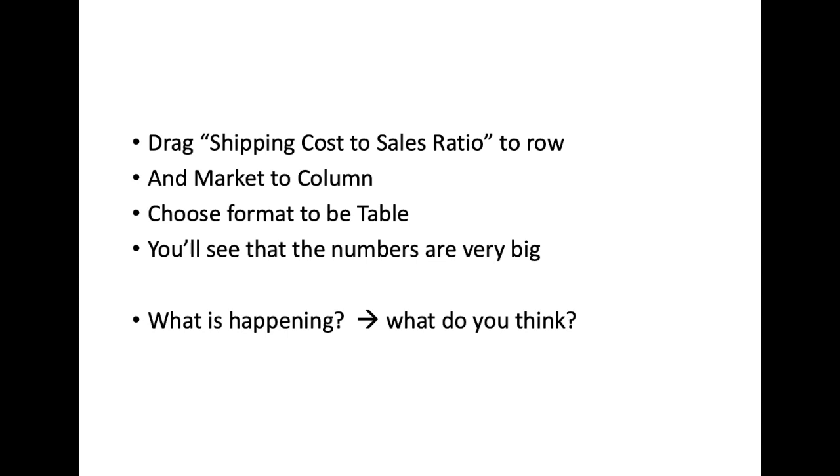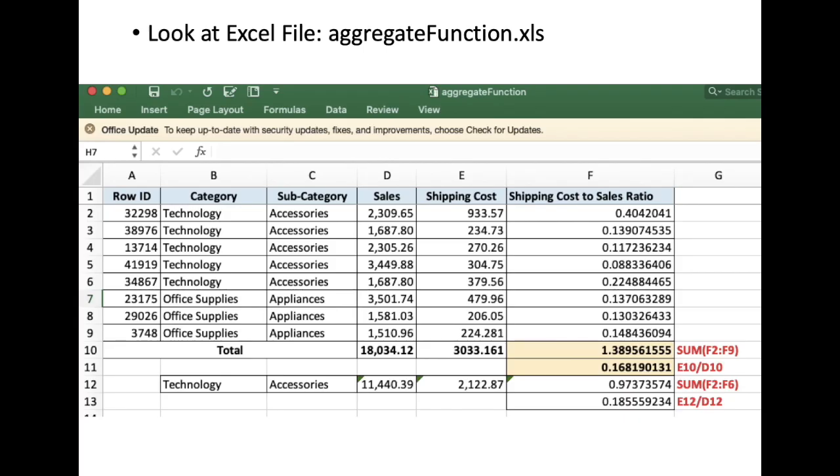Then if we drag shipping cost to sales ratio to the row, it would just be the aggregate of all the sales ratios. Let's just take a look at the Excel file. If you open up the aggregate function .xls, then you will see that there are two ways. What is happening? If we calculate the shipping cost to sales ratio, like do the shipping cost divided by sales, we get this value. And then if we add all of the ratios together, the value would be greater than 1, which is not true.